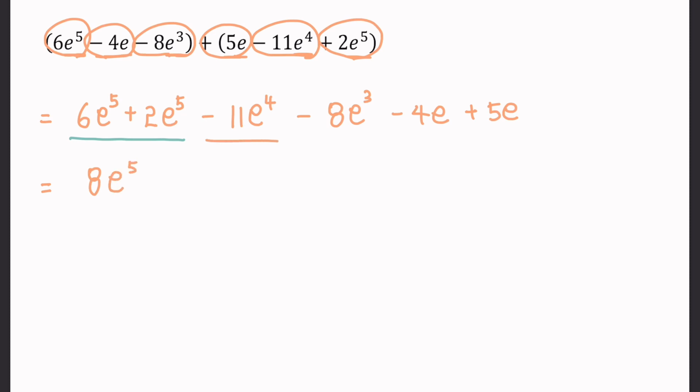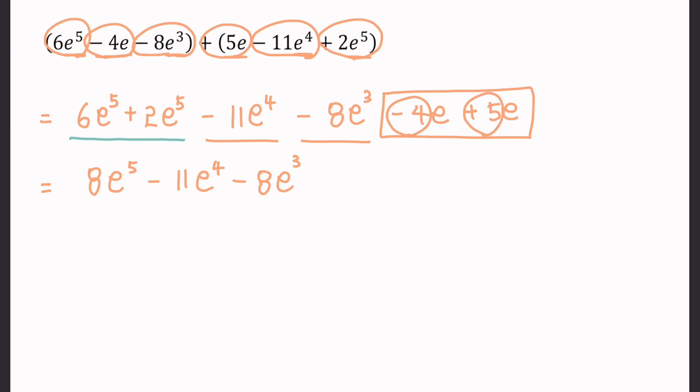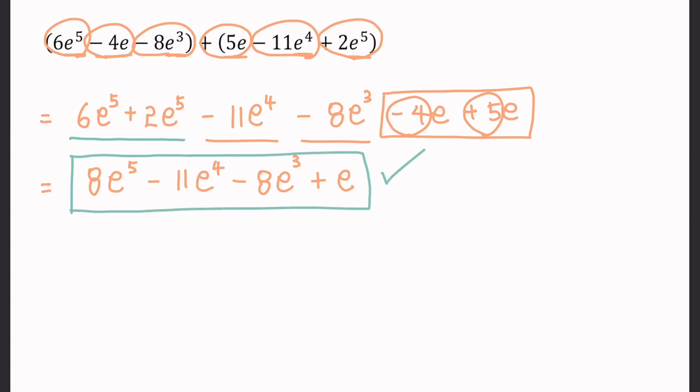And then we have only one e4, so that's not further simplified. Another e cubed, only one, so that is not going to be simplified either. But here we have two e terms which can be combined into one by combining these coefficients together, and I'll end up with plus 1e or just e. So 8e raised to the power 5 minus 11e raised to the power 4 minus 8e cubed plus e will be my final answer if I combine all the like terms together. So that'll be my final answer.